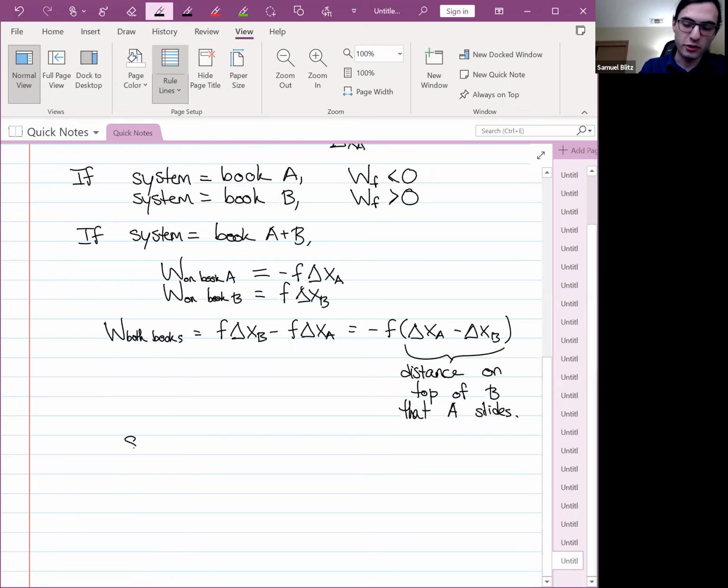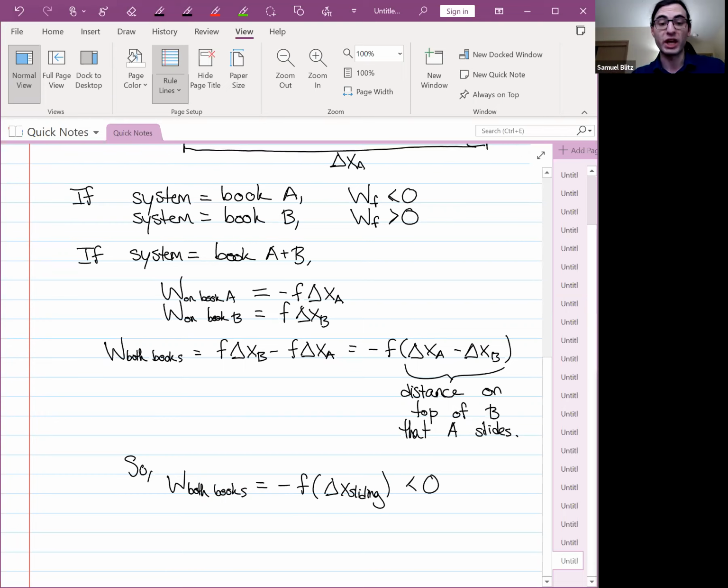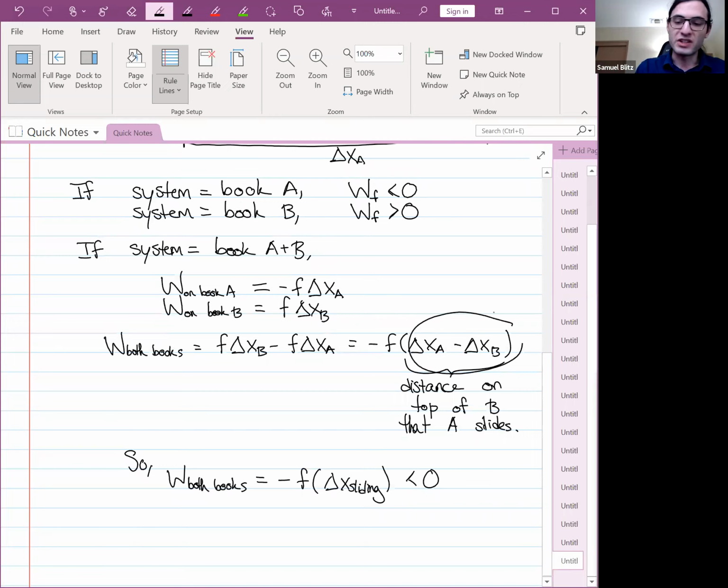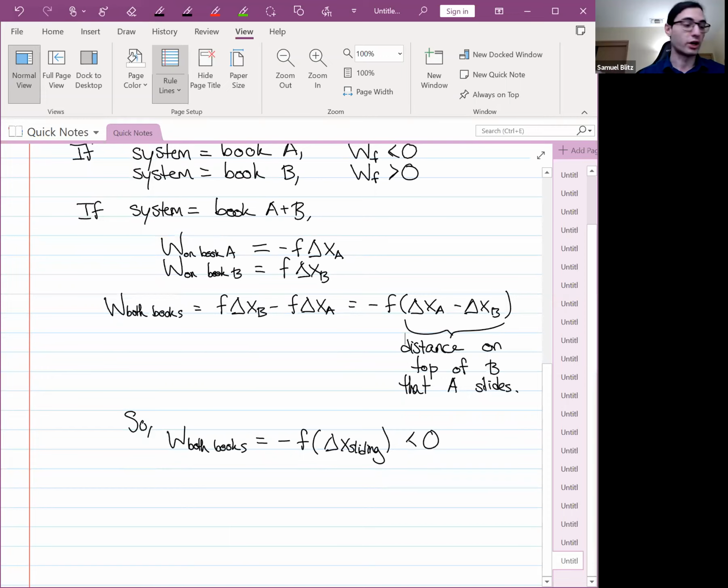And so what we find is that the work done on both books, like the internal work done on both books, is negative F times delta X sliding, which is the distance that book A slid on top of book B. And this is less than 0. The reason it's less than 0 is because book A slid some positive distance across book B. And so this is positive. We multiply by negative F, and so you get a negative work done.